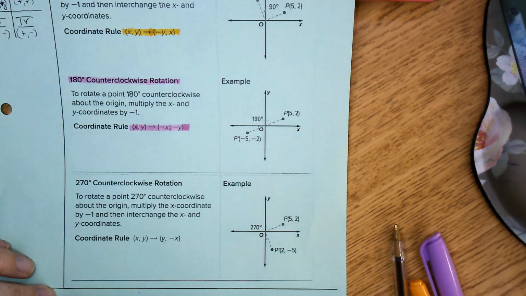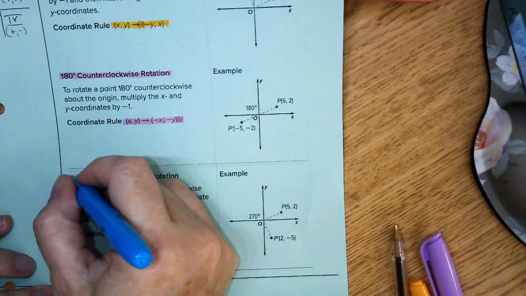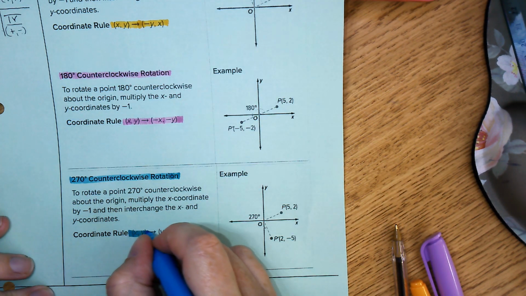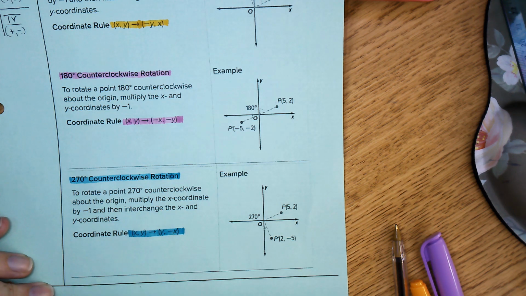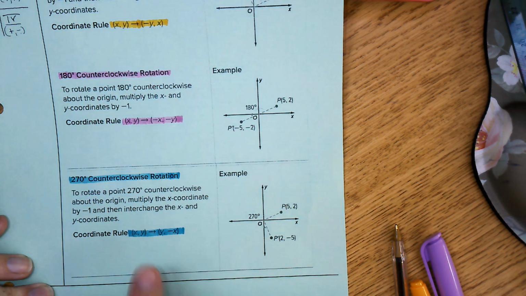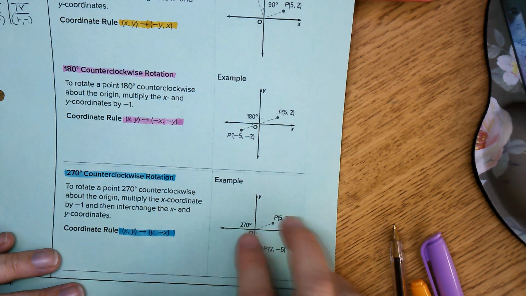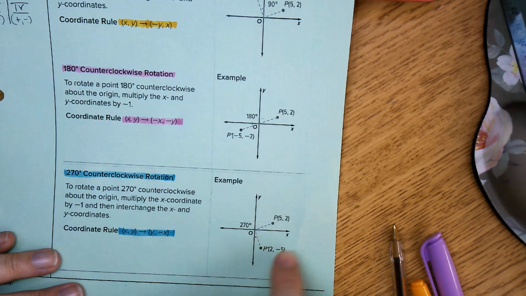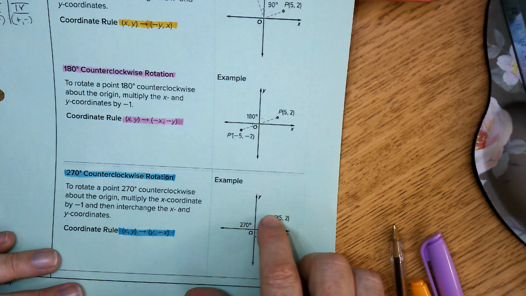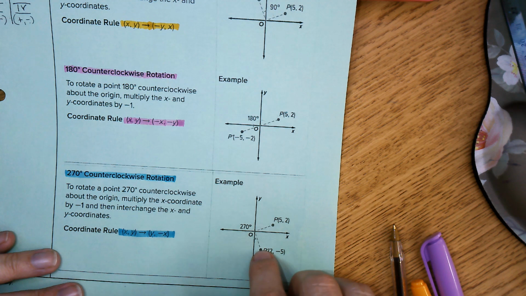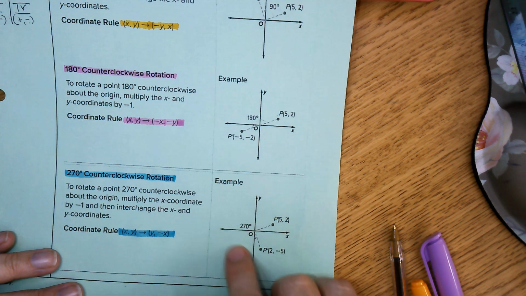My last rule is for my 270 counterclockwise rotation. All right, starting point, transformation. I flip my numbers again, but this time my second number I changed my sign. And you can see I flipped my numbers, and my second number had its sign changed. So I went the furthest from my original counterclockwise. I ended up here. And I went 270 degrees.